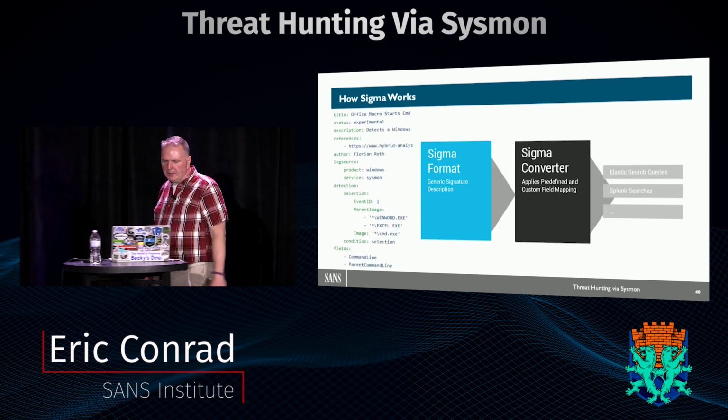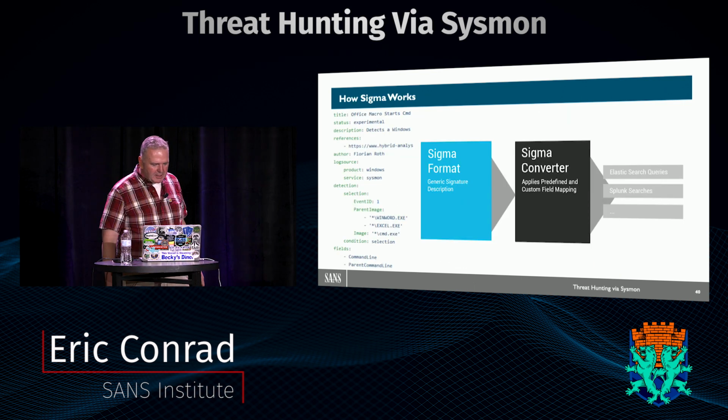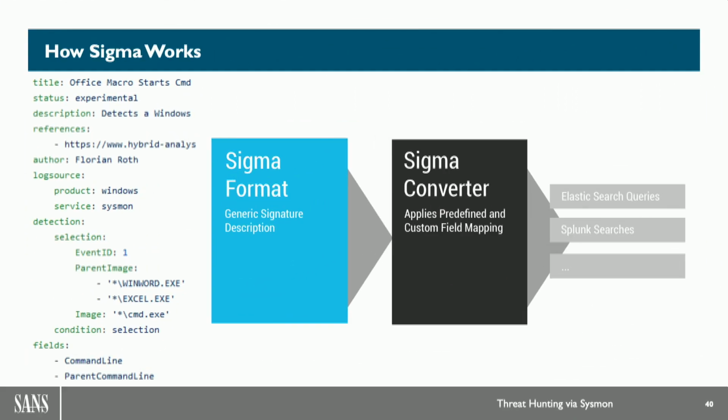Really nice tool. So here's that rule I talked about, right? So title office macro start CMD, and it's got a description, references, and it's using now Sysmon event 1, right? So give me Sysmon event 1, and if I see the parent image being WinWord or Excel, right? And those things launch CMD, you tell me, right?